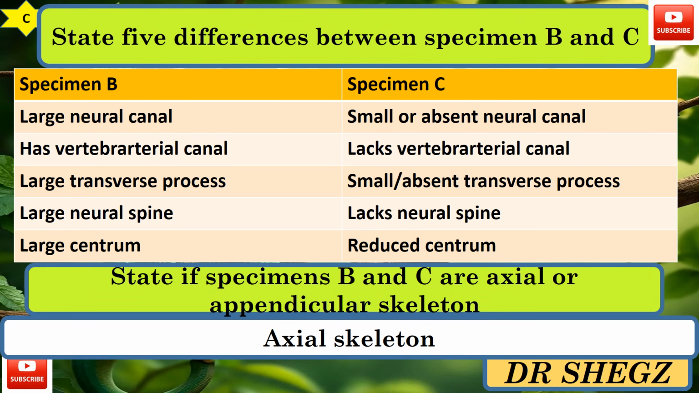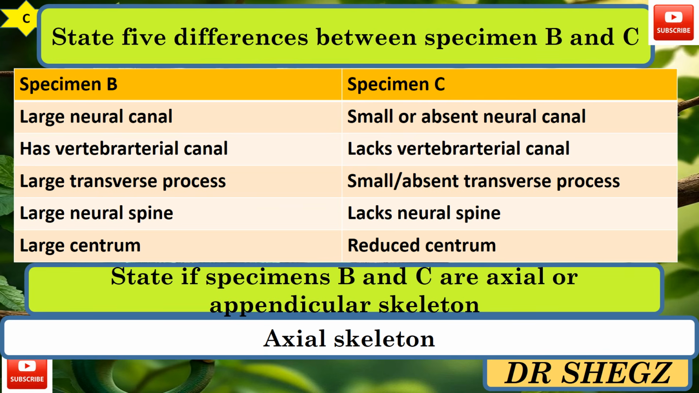State 5 differences between specimen B and C: large neural canal, vertebrarterial canal. Remember, the vertebrarterial canal is for the supply of nutrients, richly supplied with blood vessels. So vertebrarterial canal, transverse process, neural spine, and large centrum, compared to the caudal vertebra. Remember, the caudal vertebra is at the extreme end.